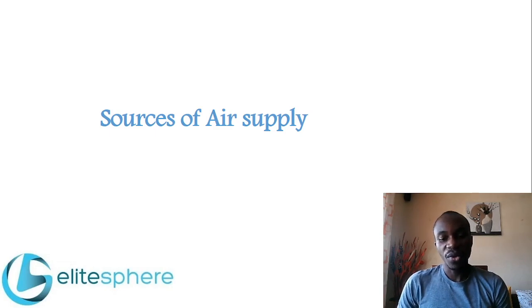Then a fourth source, which is mostly used during emergency, is called the ram air supply. Ram air supply is used mostly in flight. For example, if there's a scenario where we have some smoke in the cabin, it can be used to ventilate the cabin and remove the smoke from the cabin. So those are the primary sources of air supply on an aircraft.